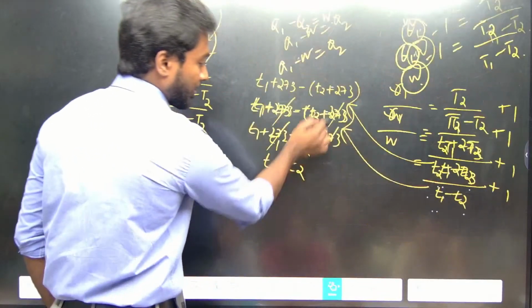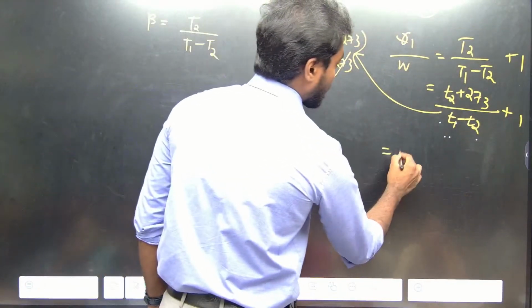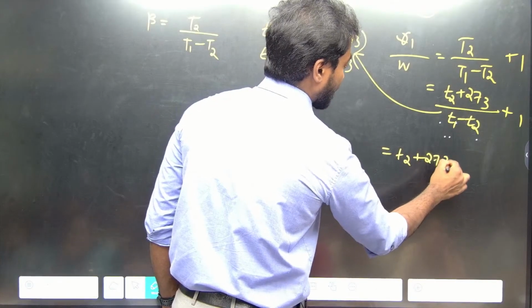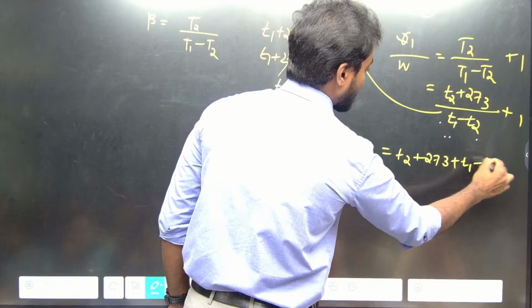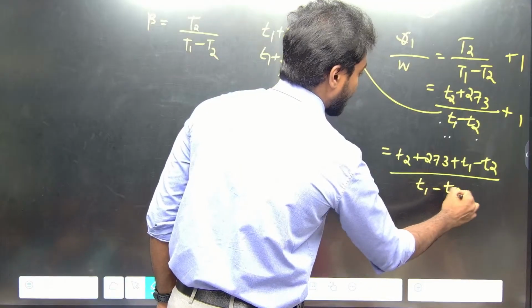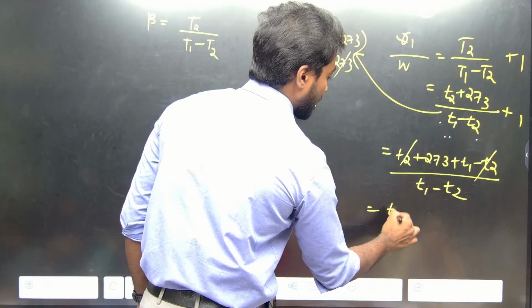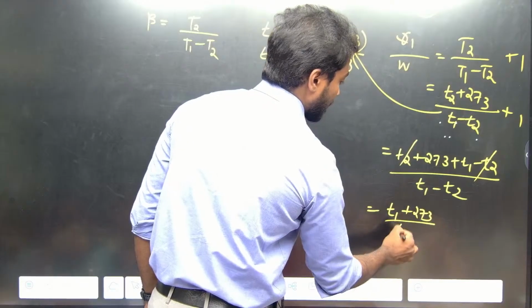So if I expand the things, what will I get? T2 plus 273 plus T1 minus T2 by T1 minus T2. T2 and T2 will get cancelled off. T1 plus 273 by T1 minus T2.